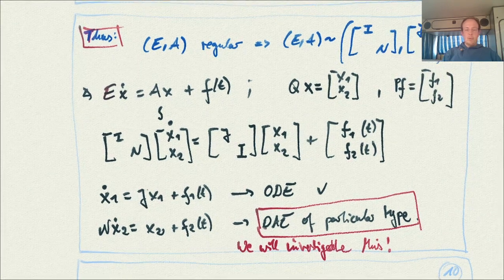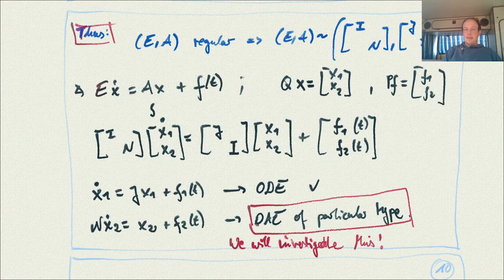Maybe to repeat this once more. If EA is regular, then in theory, so it's also important in theory, because later if we want to solve this on a computer, we should not do that. But in theory, to talk of solvability, we can assume that the system is in this Weierstrass canonical form. Then we see that the first part is just an ODE, nothing to do here, it's already in Jordan form, very easy. And now the question whether or not this is solvable is all hidden in here.